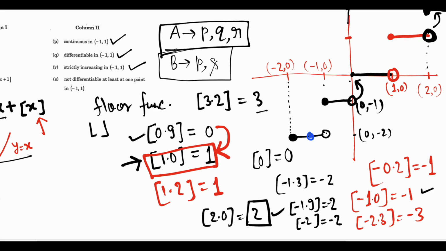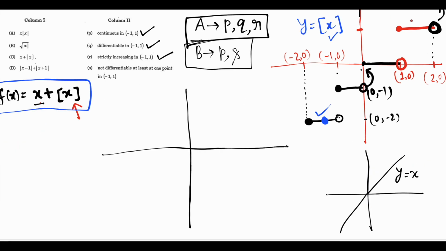So let's just check for a value minus 1.5 and operate the floor function on it. It gives us minus 2, which we can see we have drawn on our figure. And there is a jump from value minus 2 to minus 1, which is very abrupt because it's a floor function.